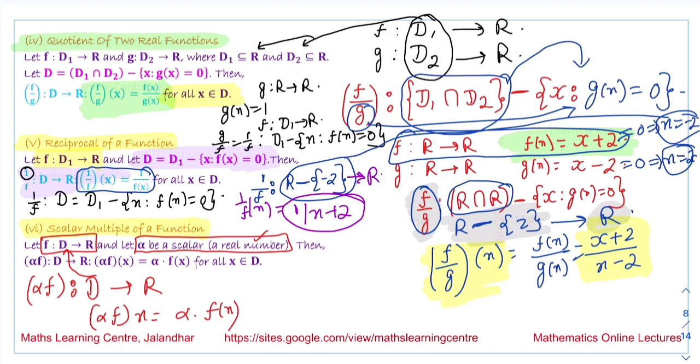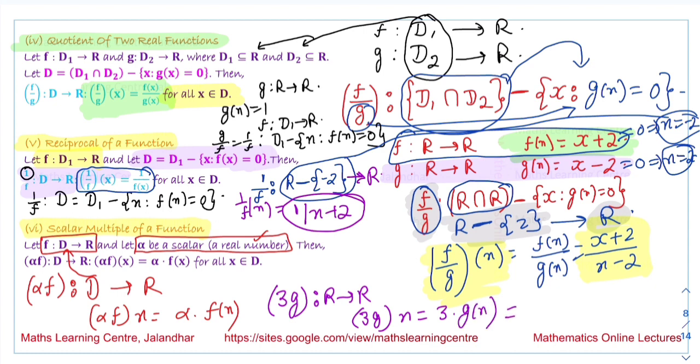Suppose we are talking about this function g. We want to calculate the value of 3g. So it is defined from R to R. The domain and codomain do not change. So we are saying 3g of x is equal to 3 times g of x.